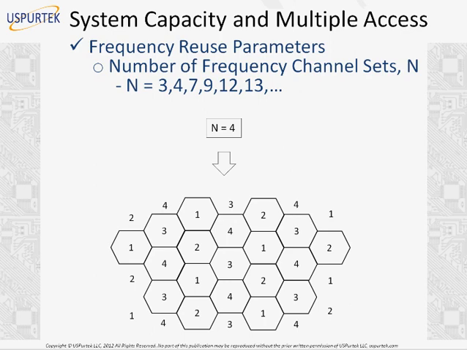First of all, the number of frequency channel sets, which we call N. There are only certain numbers which can be used for regular repeat patterns, hexagonal patterns. Like you could use N equals 3, 4, 7, 9, 12, 13, and so on. This example is N equals 4, where the whole frequency spectrum available to us is divided into 4 sets, and we repeat the frequency from 1, 2, 3, 4, and so on.